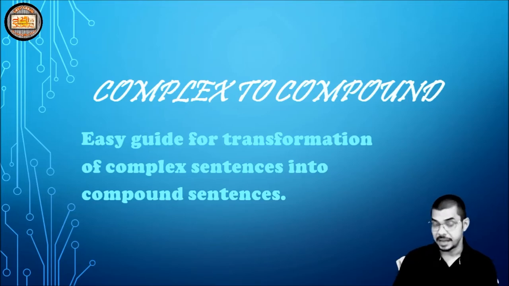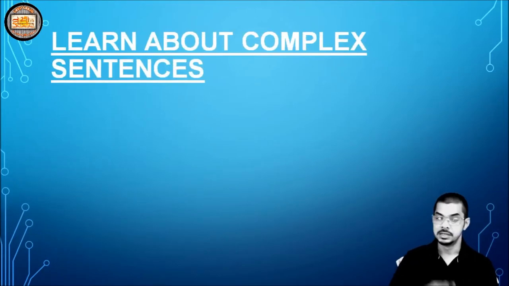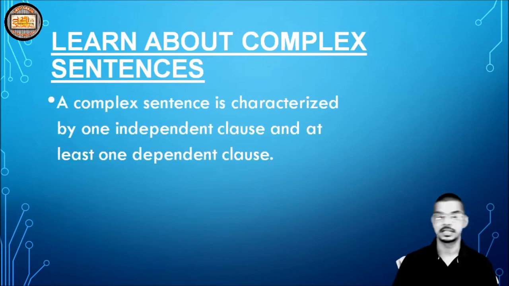So have your pen and paper ready. We are going to get our rules of transformation from complex to compound. But before we start, it's better for us to learn what is a complex sentence. A complex sentence is nothing but a conjugation of several sentences. But these sentences have different statuses.